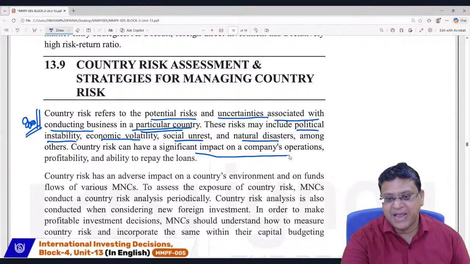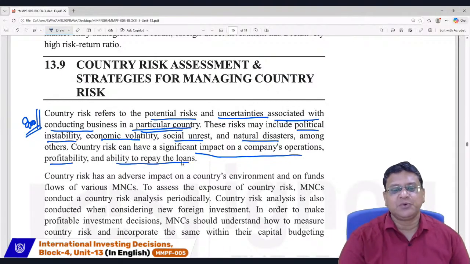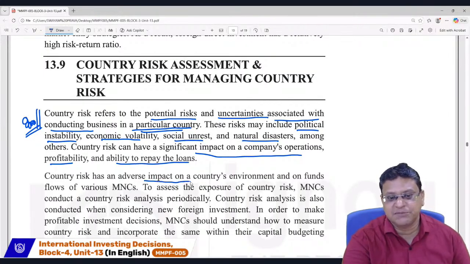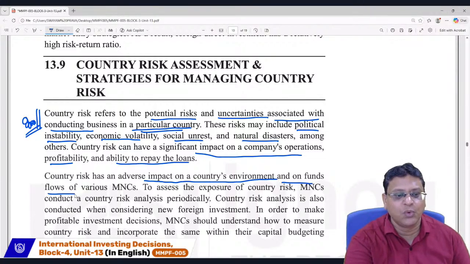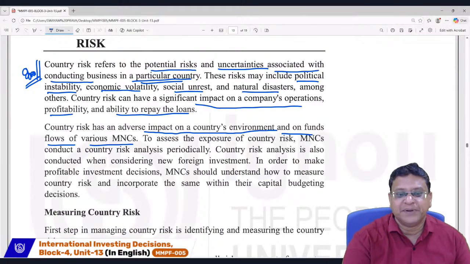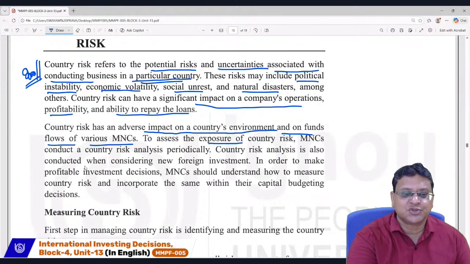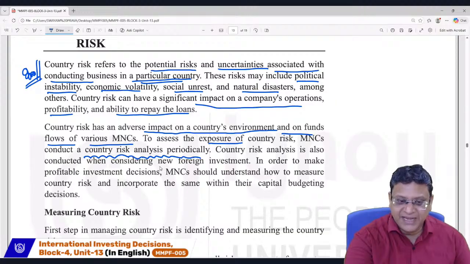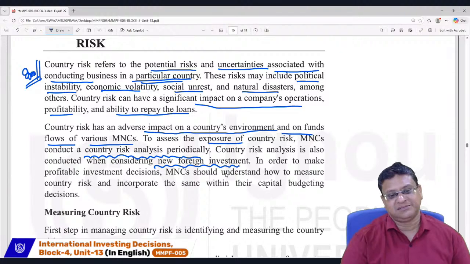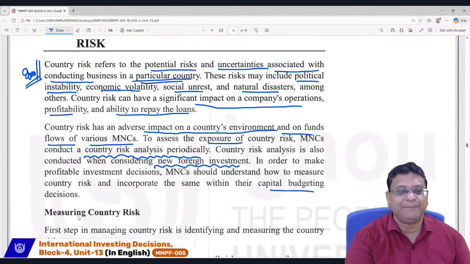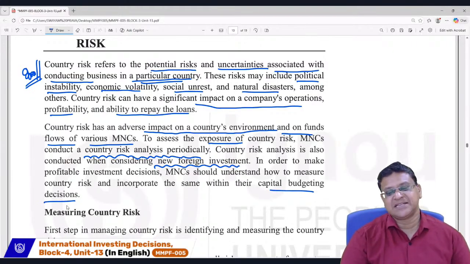Country risk has a significant impact on a company's operation, profitability, and ability to repay debt. So, before deciding foreign direct investment in a particular country, the country risk must be analyzed. Country risk has an adverse impact on a country's environment and fund flow of various MNCs to that country. Hence, we have to assess the country risk exposure every time. Before investing, an MNC has to make a country risk analysis. It is done periodically and while starting or investing in a new project. So MNCs normally do country risk analysis and incorporate it in international capital budgeting decisions. So country risk is an important risk.